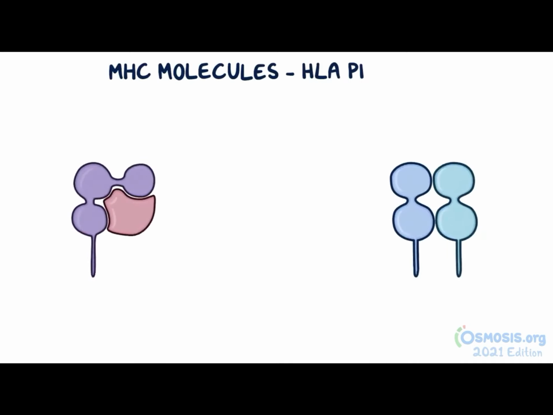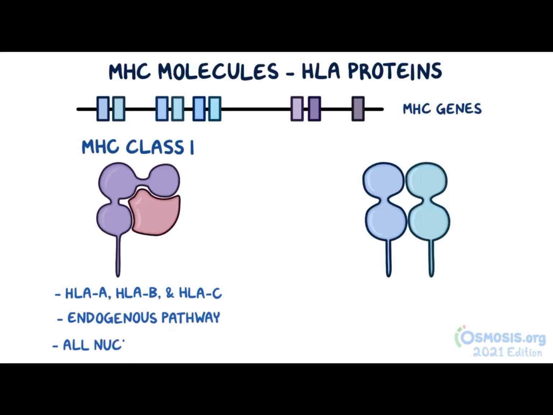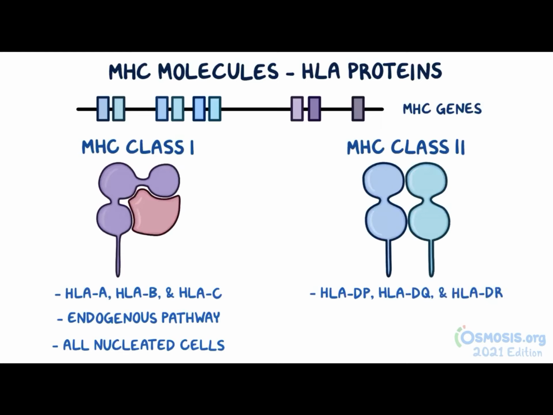Alright, as a quick recap, the MHC molecules or HLA proteins are encoded by MHC genes. MHC class I molecules include HLA-A, HLA-B, or HLA-C, and they present antigens from within the cell using the endogenous pathway and are presented on all nucleated cells throughout the body. MHC class II molecules include HLA-DP, HLA-DQ, and HLA-DR, and they present exogenous antigens from extracellular pathogens using the exogenous pathway, and are found on professional antigen-presenting cells.